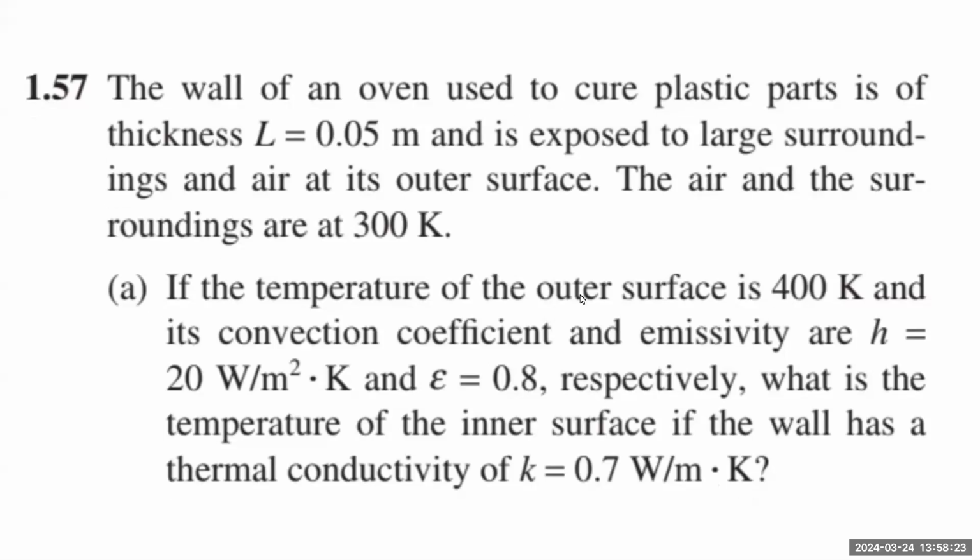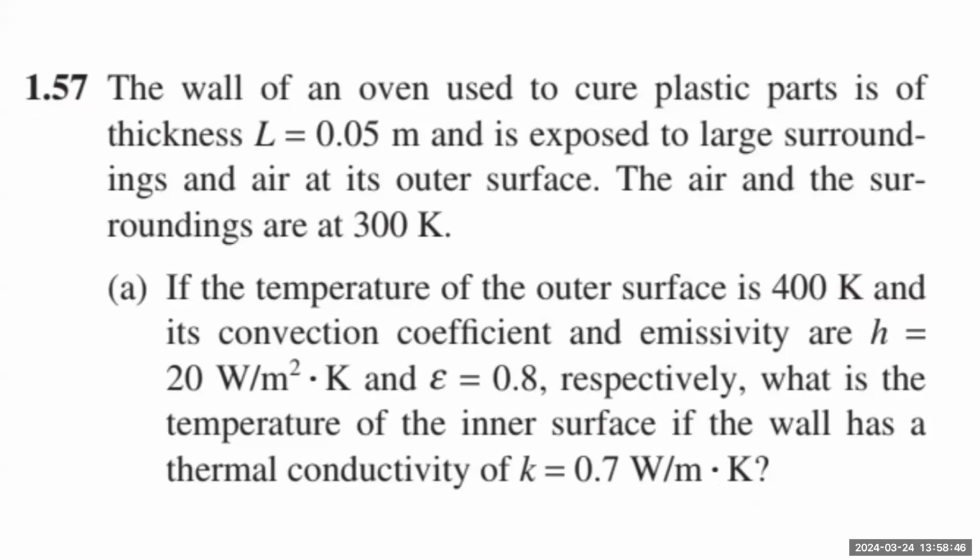Today I will be solving heat transfer problem 1.57 from the 8th edition of Fundamentals of Heat and Mass Transfer by Bergman and Lavine. Problem 1.57 states that the wall of an oven used to cure plastic parts is of thickness L equals 0.05 meters and is exposed to large surroundings and air on its outer surface. The air and the surroundings are at 300 Kelvin.